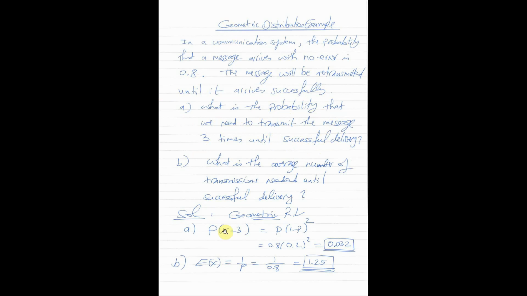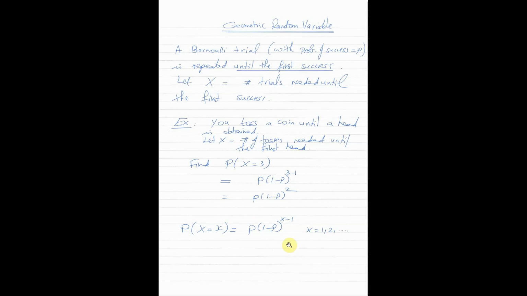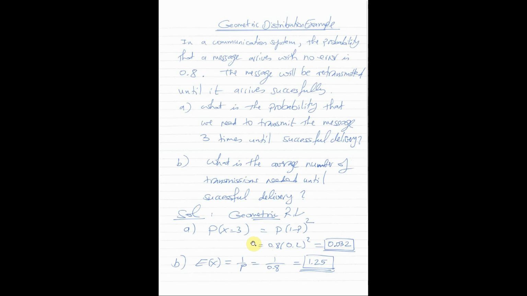So to solve it, we have to substitute in the geometric formula, the geometric equation, which is p times (1 minus p) squared. That 2 here in the exponent is simply 3 minus 1, right? What was p? 0.8. What is 1 minus p? 0.2. So in short, 0.8 times 0.2 to the power of 2. Calculating this, it is 0.032. So according to these numbers, the probability that we have to transmit the message exactly 3 times until it is successfully delivered is 0.032.